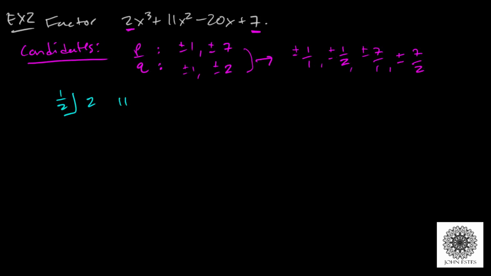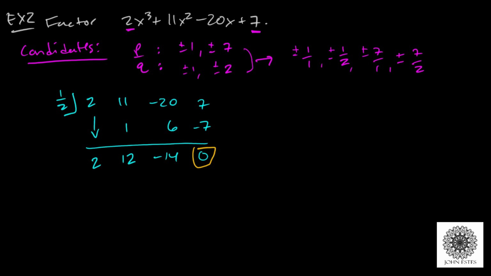So I have my coefficients here, 2, 11, negative 20, and 7. And we're just going to do synthetic division, so I bring down the 2. 2 times 1/2 is 1, plus 11, you get 12. 12 times 1/2 is 6. Negative 20 plus 6 is negative 14. Negative 14 plus 1/2 is negative 7. And here, look, we get a remainder of 0. It's a cause for celebration, right? Because this is a root.